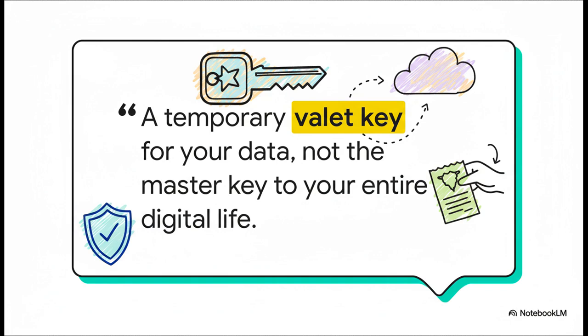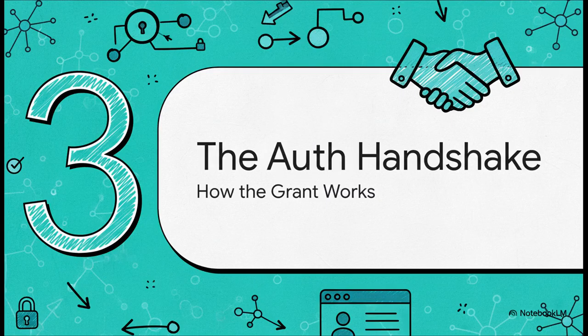You know, this valet key analogy is just perfect. When you give a real valet your car key, it's a special one, right? It can start the car and maybe drive it a bit, but it can't open the trunk, it can't get into the glove compartment. OAuth 2.0 does exactly that. It gives an app a temporary valet key to a tiny piece of your data, not the master key that unlocks your entire life.